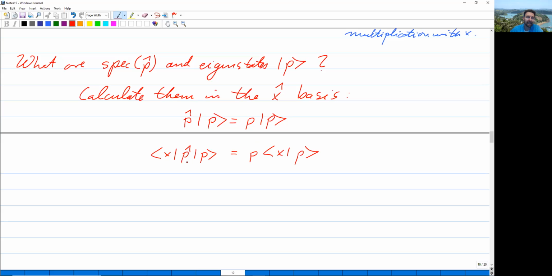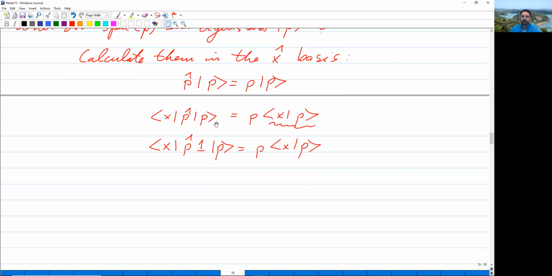Now, let's insert a resolution of the identity here. So this means x p hat identity p equal to p x p. By the way, this thing here is what we really want to know. This is a momentum eigenstate in the position basis. Okay, this is what we need. What we want to find out is, what is the momentum eigenstate's wave function in the position basis?